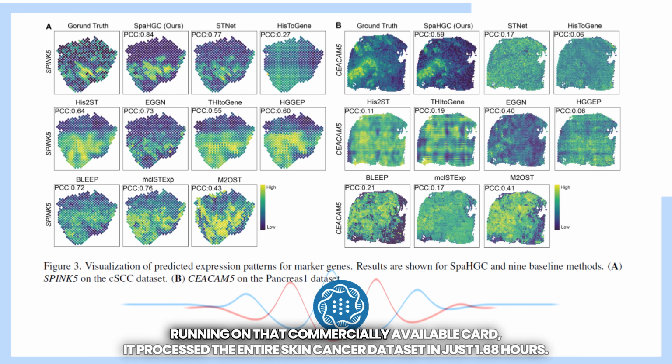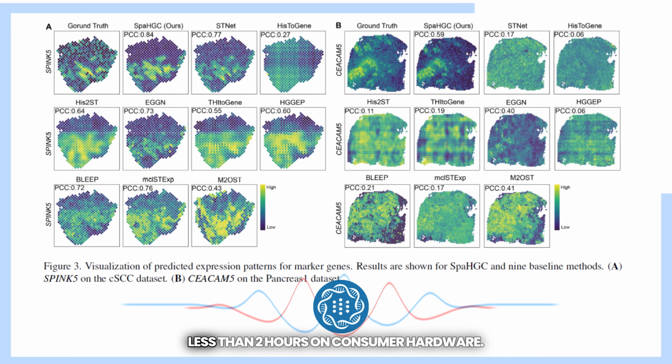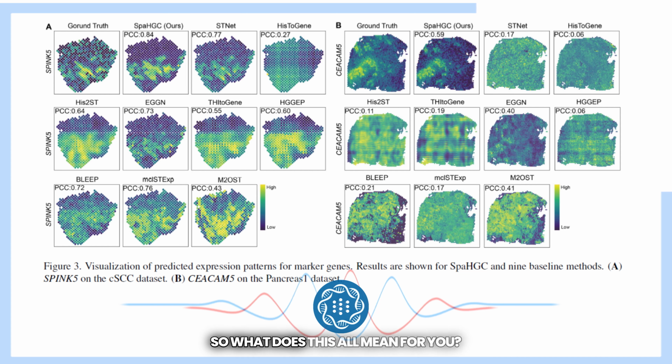Exactly. Running on that commercially available card, it processed the entire skin cancer dataset in just 1.68 hours. Less than 2 hours on consumer hardware. Yeah. So what does this all mean for you?